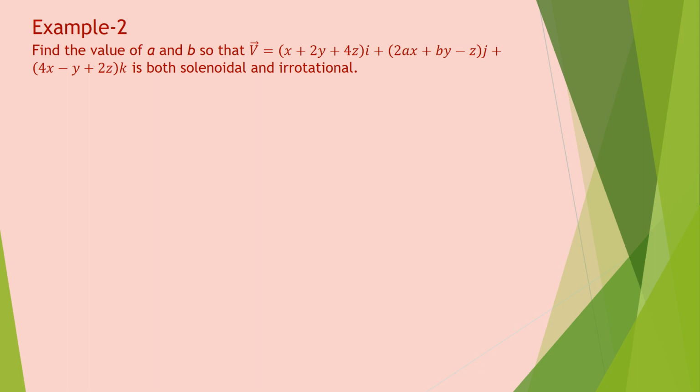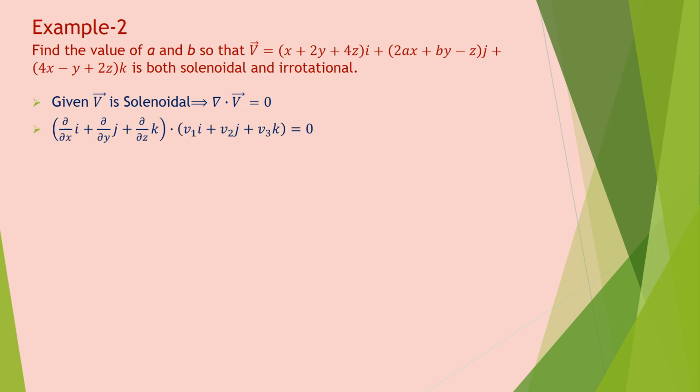So we have to use the given property, that since this v is irrotational as well as solenoidal, we will use the definitions of solenoidal and irrotational, and hence we will find the values of a and b. So given vector v is solenoidal, let me start from the solenoidal property. So del dot vector v equals 0. So here we use the definition.